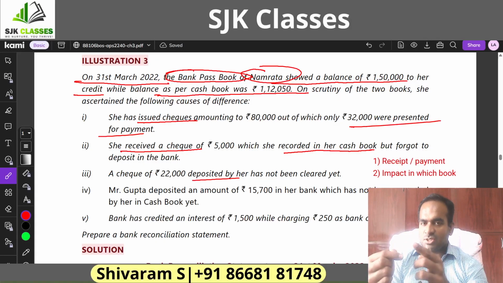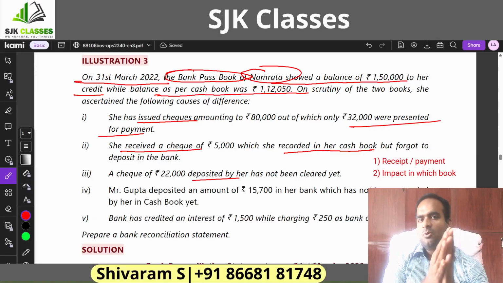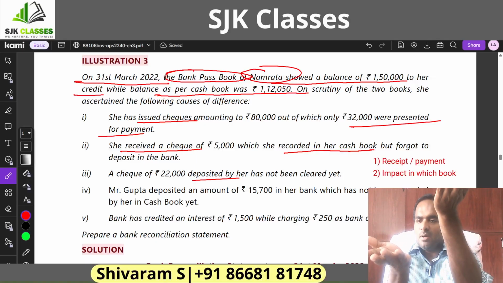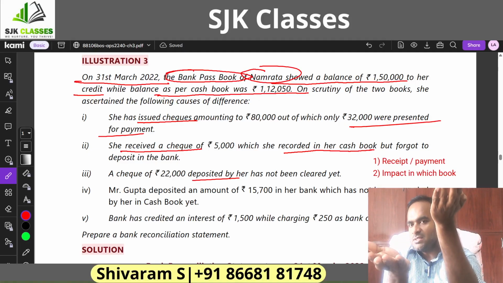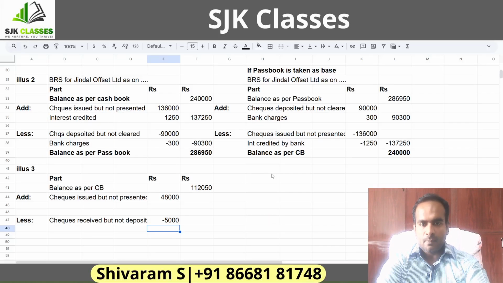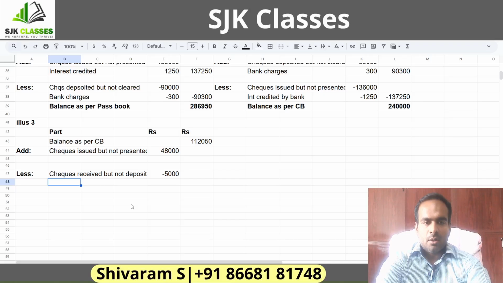So when I deposit a check, the impact will be in cash book first. Left hand is cash book, right hand passbook. So the cash book would have gone up, passbook stays the same. Plus minus your left hand. What you should do to match with right hand, you must reduce your left hand. The case of reduction. So 22,000 will be shown as a subtraction. So come to the less part. What you should do? You must subtract it.